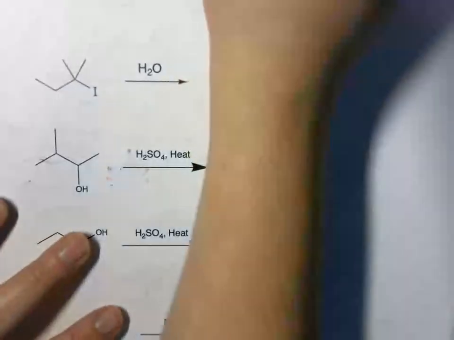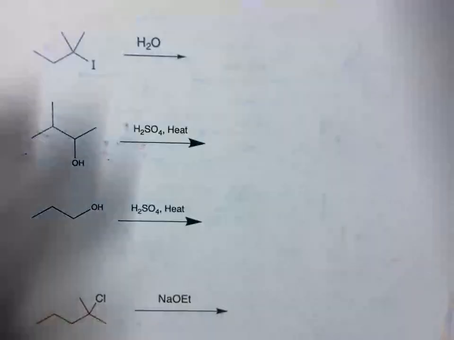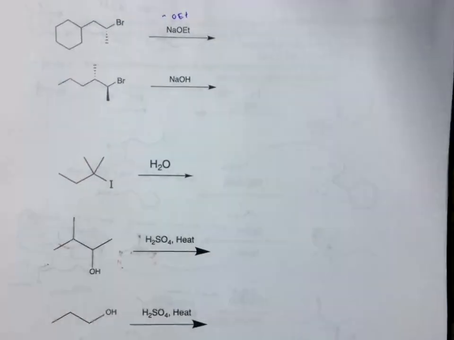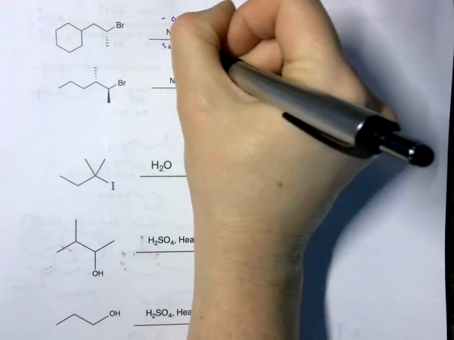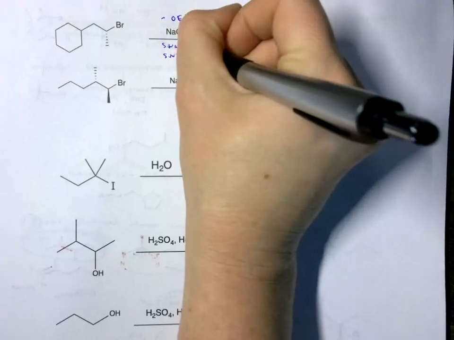Okay, so the next one, NaOEt. So this is OEt minus. Oh, you can't even see it on here. OEt minus. So this is going to be a strong nucleophile. It's going to favor SN2 or E2.